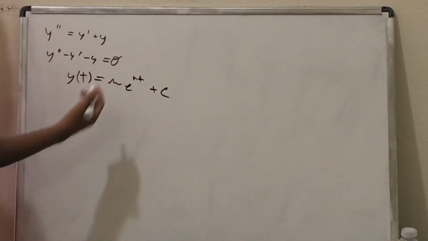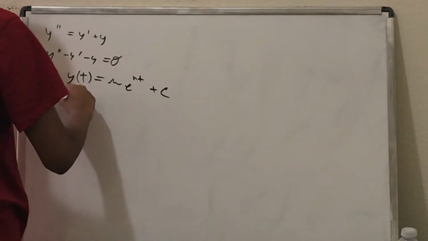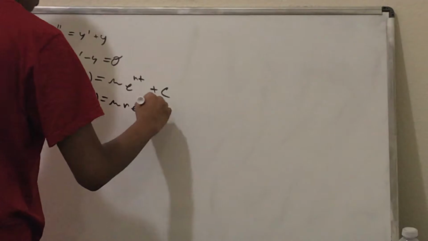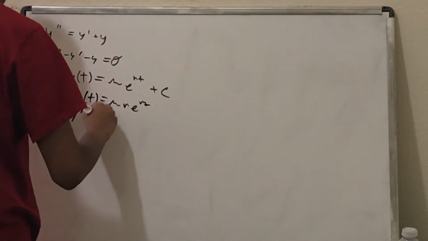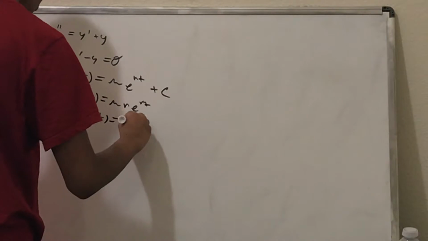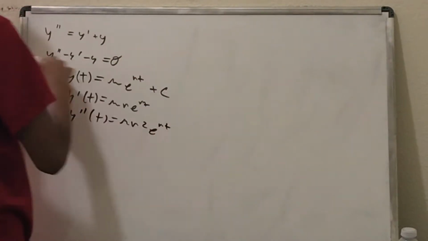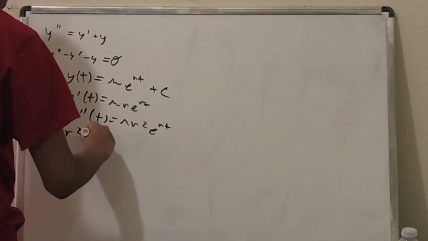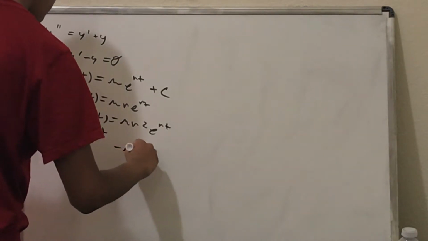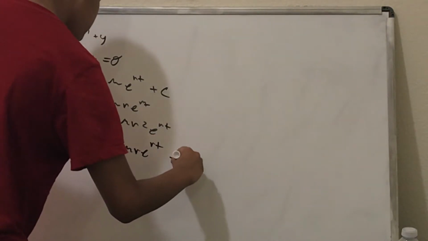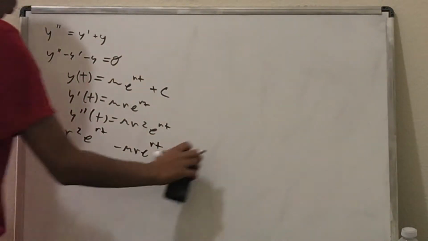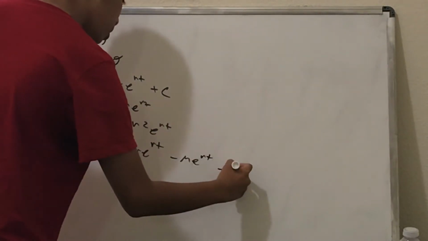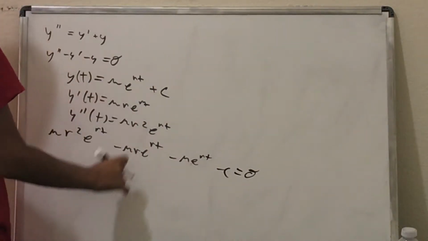Okay, so here's a general form of the exponential function. Let's go ahead and solve for y'. We get mu r e^(rt), plus c goes away, and y'' is equal to mu r squared e^(rt). Plugging this back into our differential equation, we get mu r squared e^(rt) minus mu r e^(rt) minus mu e^(rt), and then minus our c at the end, and we get the zero function, okay?